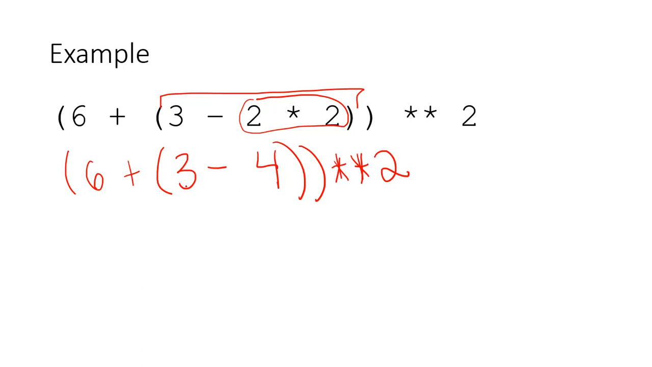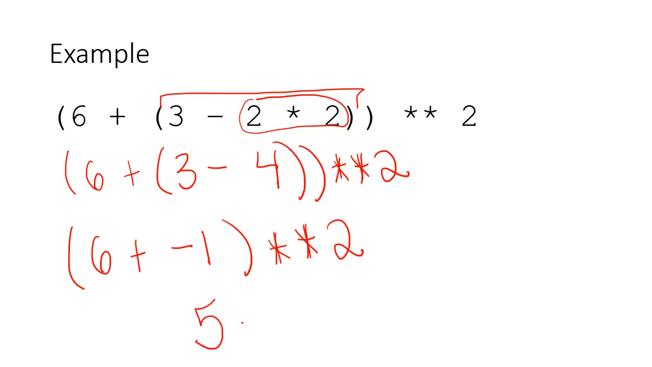Okay, and then we got to do this. 3 minus 4, that's negative 1, right? Okay, and then we want to know what is 6 plus a negative 1? Well, that's 5.